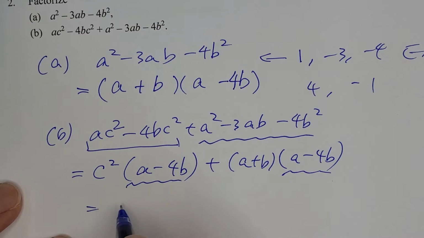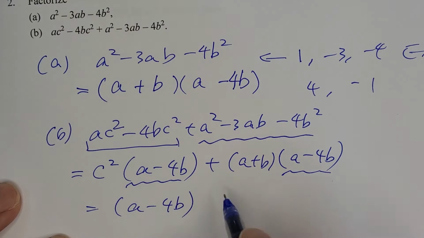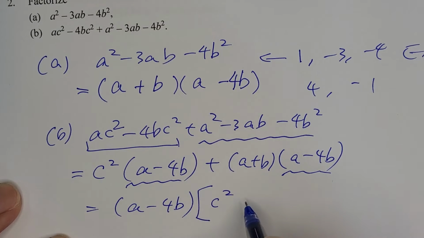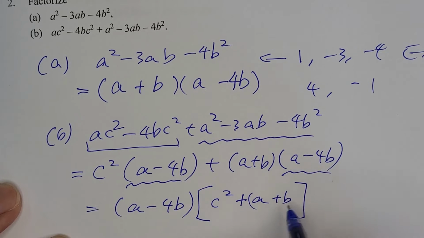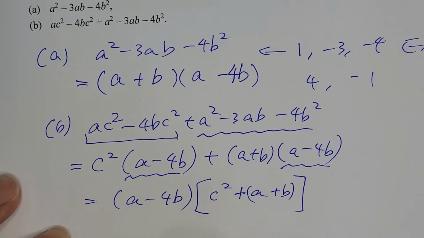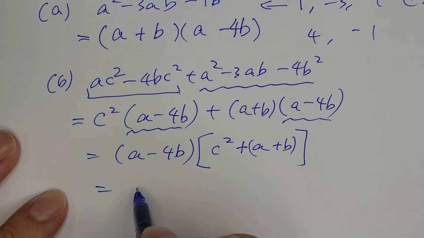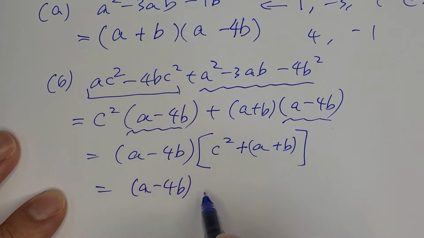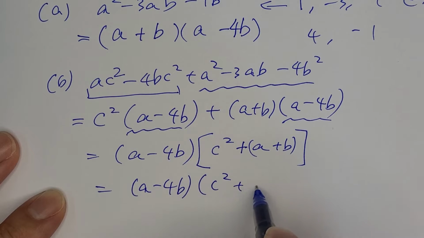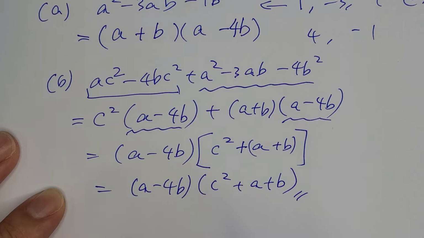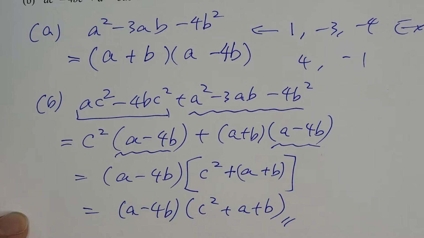So when you take it out, write down one time on the left hand side, and inside the bracket that is c squared plus a plus b. So remove the square bracket, you get the final answer, a minus 4b times c squared plus a plus b. That is the solution of question number 2.